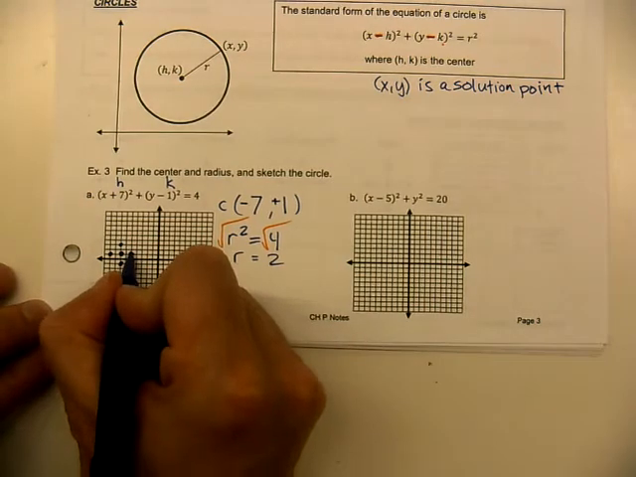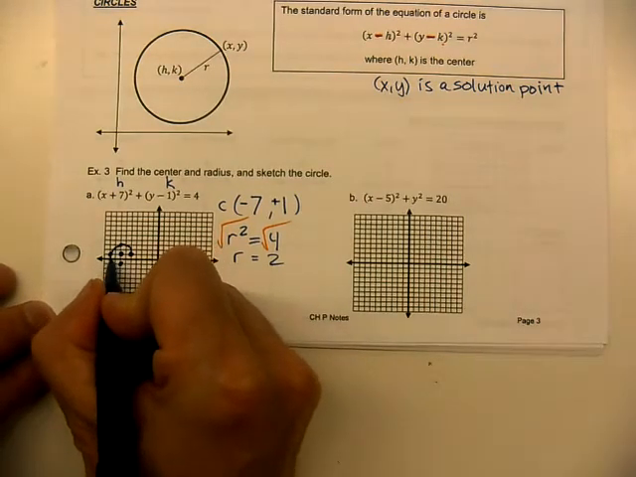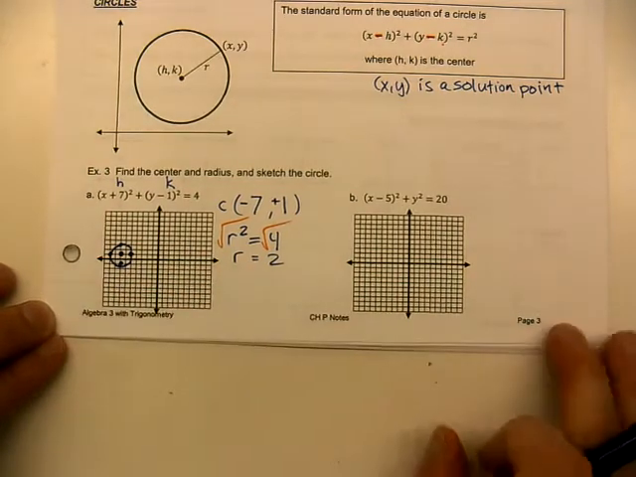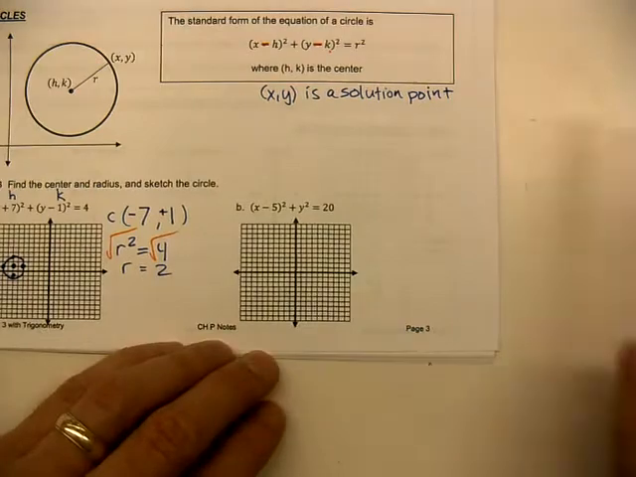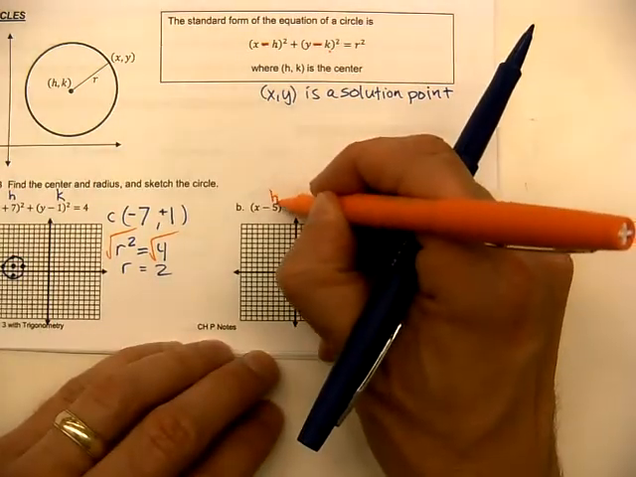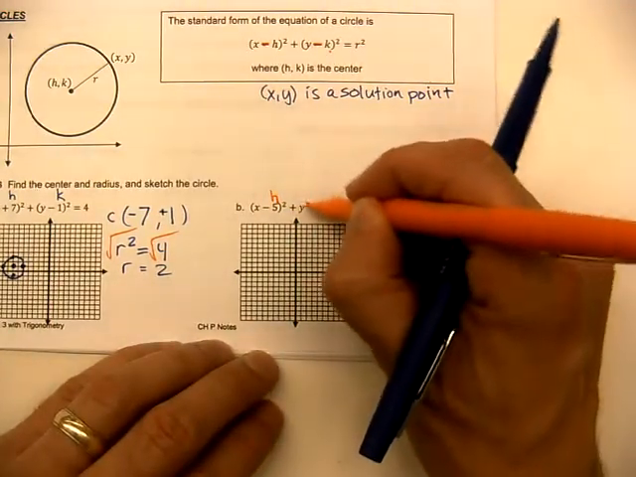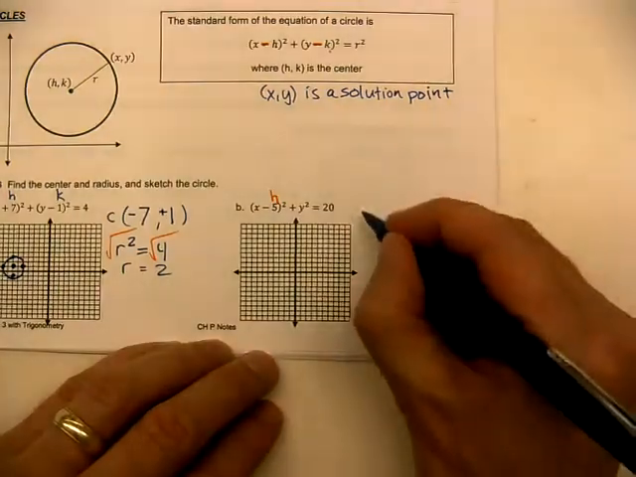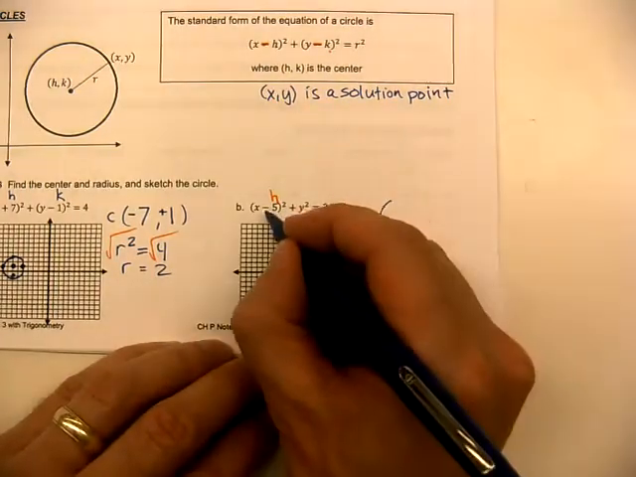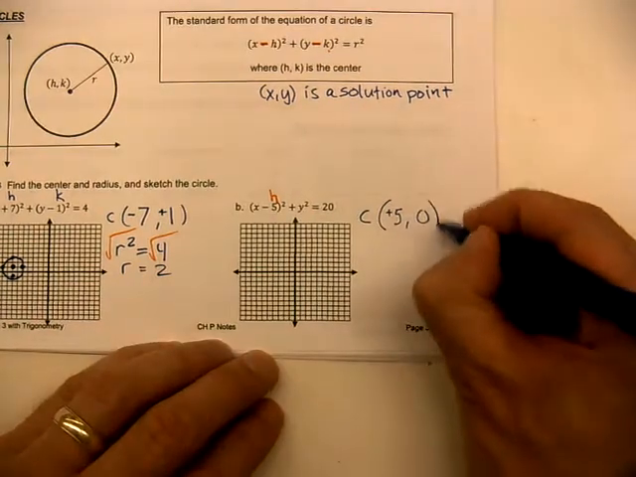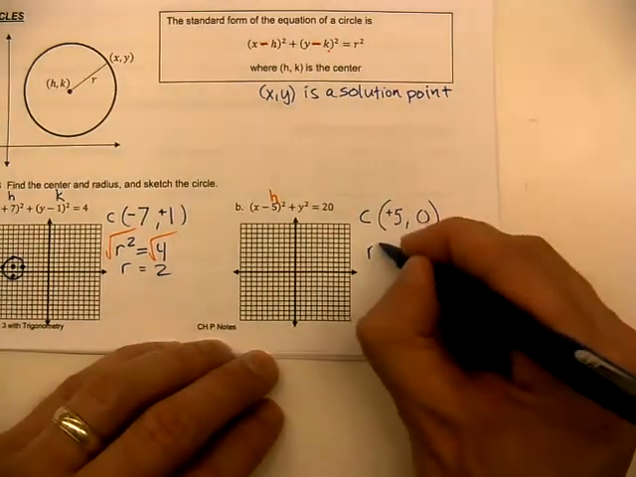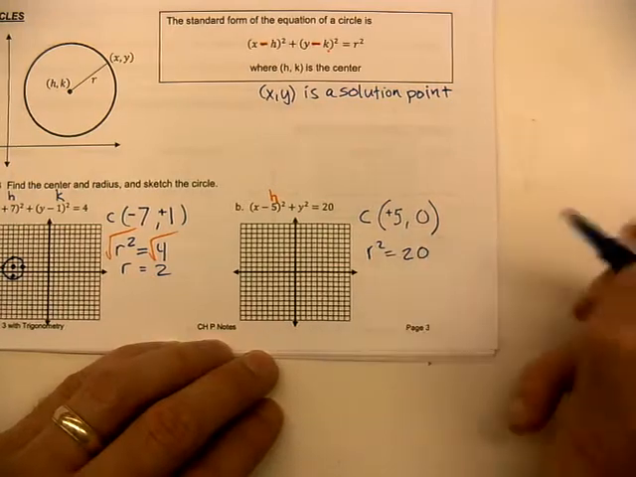And then just use those as guide points to freehand your circle, and it looks pretty good for a freehanded circle. Here's one more. Again, this is your H. And notice we don't really have a K right there, so the K is going to be a 0. So in identifying the center, you want the opposite of -5, so you're thinking +5. There is no value of K. The R squared is 20.